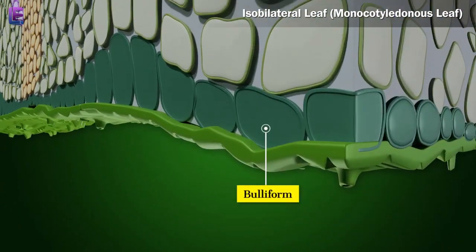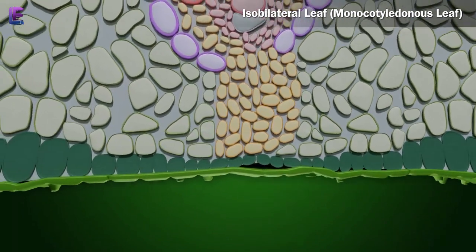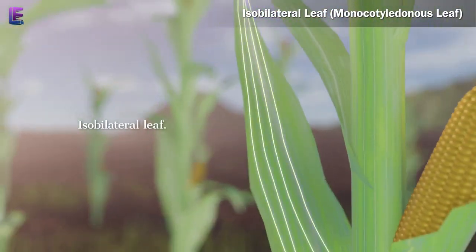Large colorless cells called bulliform cells absorb water and expose the leaf surface. They reduce the loss of water. Isobilateral leaves show parallel venation.